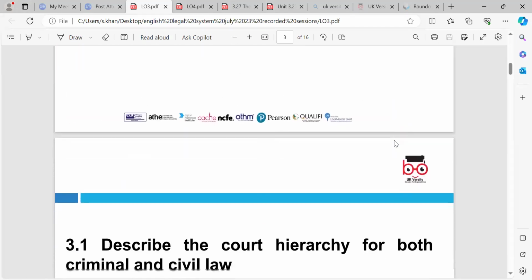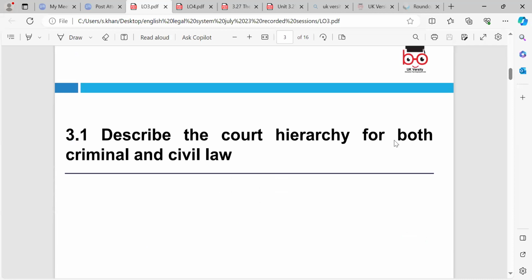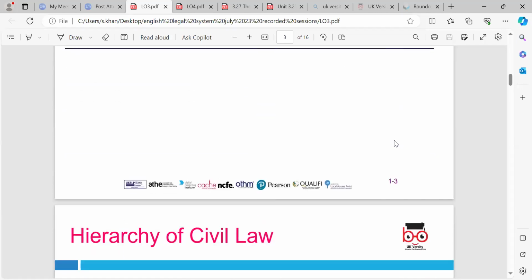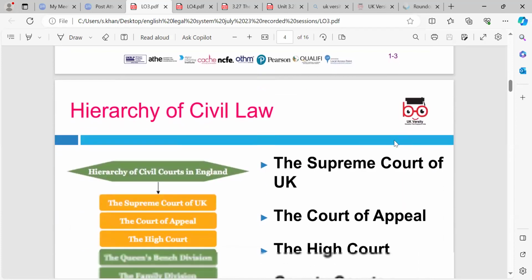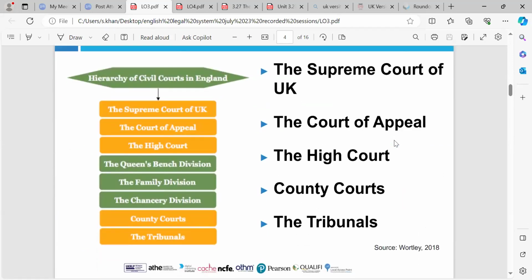We went on to look at 3.1, describe the court hierarchy for both criminal and civil law. We looked at the hierarchy of the civil law, so we looked at the hierarchy of civil courts in the United Kingdom. So we have the Supreme Court of the UK, the Court of Appeal, the High Court, and within the High Court, you've got the Queen's Bench Division, the Family Division, and the Chancery Division. We then went on to look at the county courts and the tribunals.